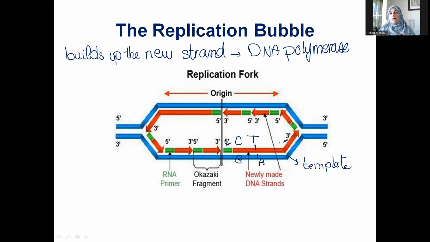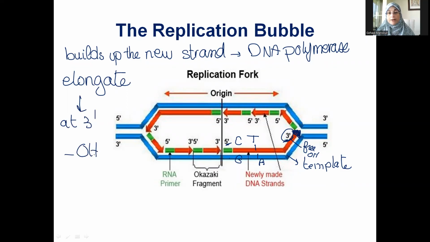It simply means that the new strand is built in that direction. See the head of the arrow, meaning that at the end, we should always have a 3' end, meaning that we should always have a free hydroxyl group. And every time DNA polymerase adds a new nitrogenous base to elongate the new strand, this elongation will occur at the 3' end where you have a free hydroxyl group. This is the first rule.